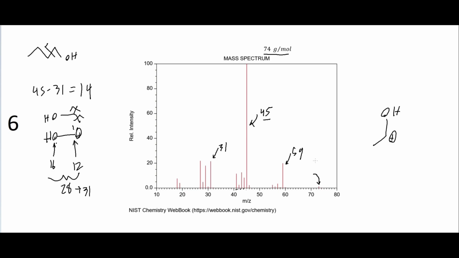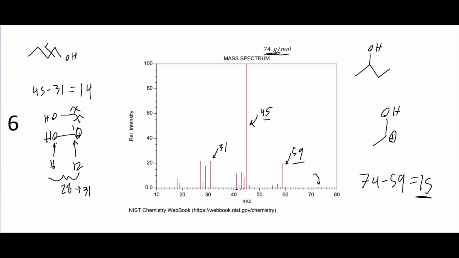Then the 59 peak would be maybe if we are just breaking off a methyl group from this right here. So we have the 74 minus 59, which gives us our 15 right there. And so that is breaking off a methyl group. And so what I would propose is we have at least a secondary alcohol like that. And it looks like if this is a 74, which is also what we had above, again, it's probably a butane backbone. And so we might have something that looks like this.